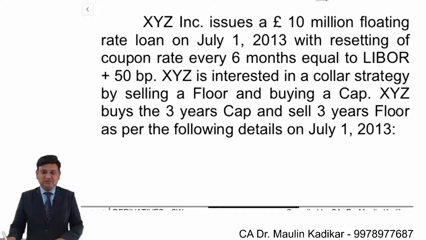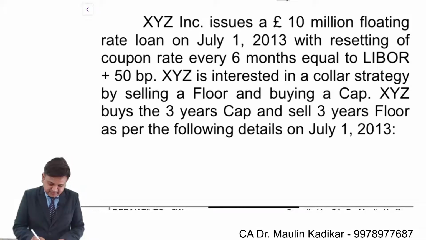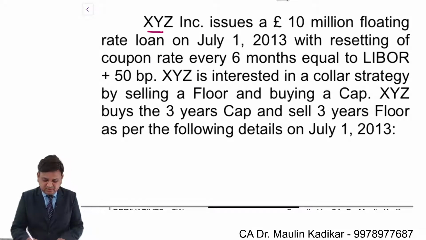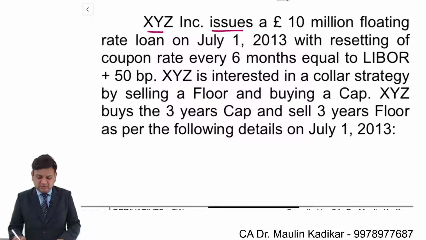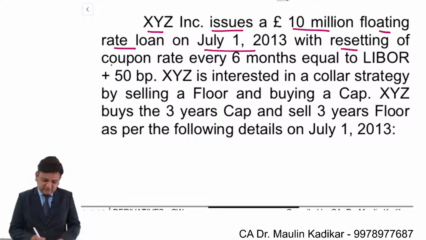Let us see the next question. XYZ Incorporation issues a 10 million pound floating rate loan on 1st of July 2013, with resetting of the coupon rate every 6 months equal to LIBOR plus 50 basis points, that is plus 0.5 percentage.